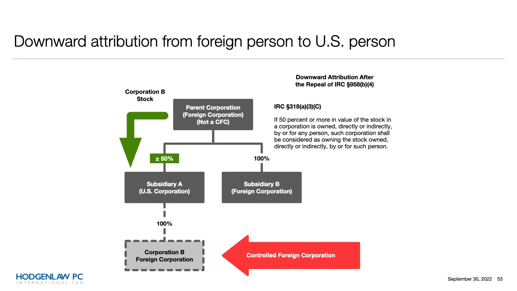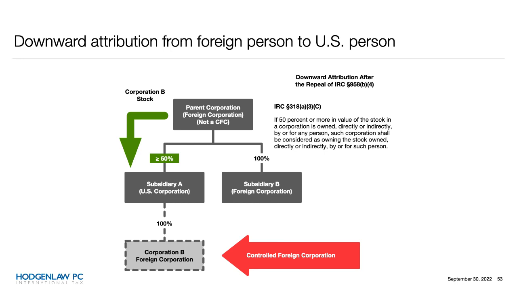So here's an example. We have a foreign parent company, and the parent company owns 2 subsidiaries. Subsidiary A is a U.S. corporation. Subsidiary B is a foreign corporation. Presumably the U.S. corporation is doing business in the United States, and the foreign corporation is doing business in some other country. As long as the parent company owns 50% or more of the U.S. subsidiary, downward attribution occurs because of the default rule in Section 318(a)(3)(C).